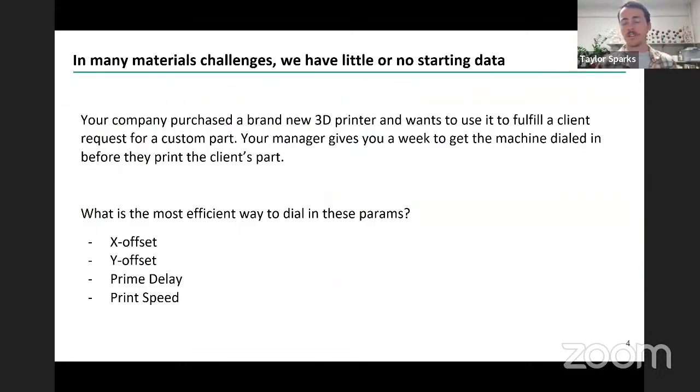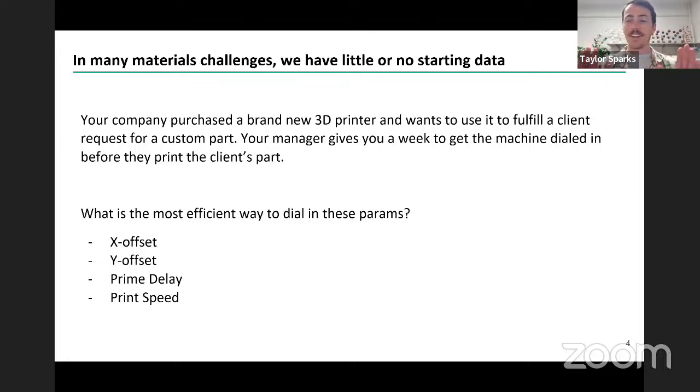Like, consider this scenario. Let's say you got hired by a company. Your boss says, hey, we've got this brand new fancy 3D printer. We've got these customers, and you've got a week to get that system dialed, and then we're going to start using it to print product. So you say, okay, if I look at the parameters that I have available to me, maybe you've got your X offset, your Y offset, the prime delay, the print speed.